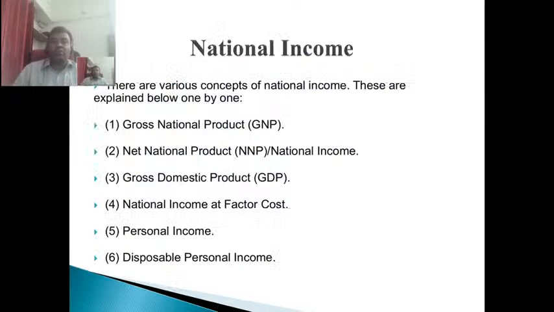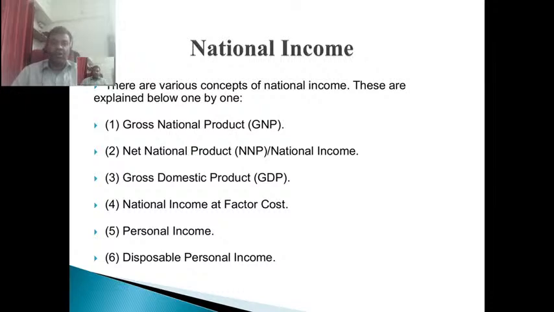Gross national product is again a similar concept, but here we consider income that is created by Indians. We don't consider any foreign MNC which has produced in India, so we will not count that production in GNP. In gross national product, we consider only that production done by Indians, irrespective of boundary.